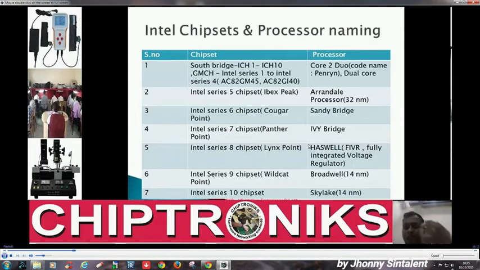Why I'm talking about this table is very important, because when you go to a schematic diagram or find any kind of board, it will be very easy to see the power sequence, because all the power sequence is mentioned in the data sheet of Intel, right? If you find Ibex Peak in the schematic diagram, you just go into the data sheet of the Intel series 5 chipset, and there you can find the exact power sequence. So wherever you get Cougar Point, you will get Intel series 6 chipset.